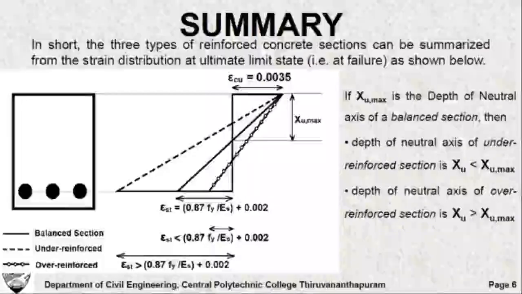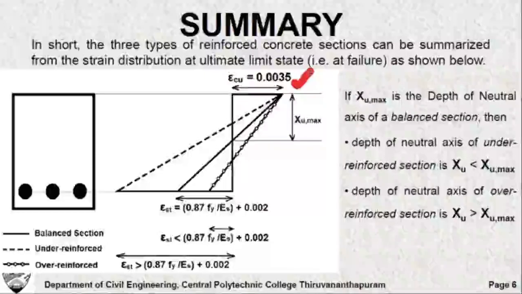Now the above three kinds of sections are briefly summarized in the figure shown here. Here you can see that the strain distribution in the RCC beam is plotted for all the three types of sections. The balanced section is shown by the solid line, under reinforced section by the dashed line, and over reinforced section by the chain line.